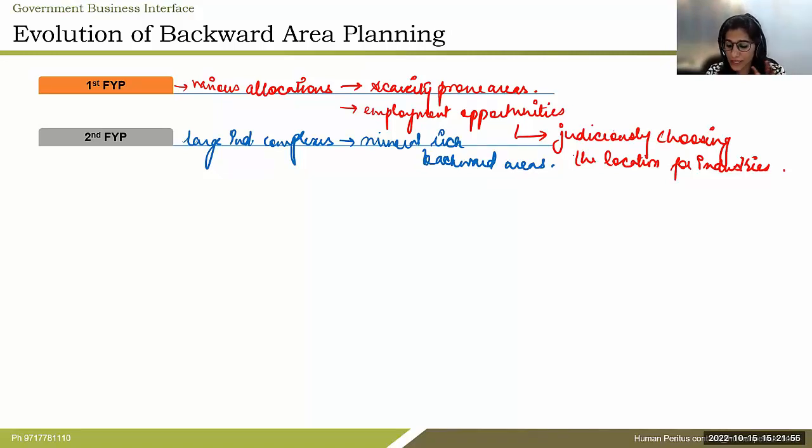And these backward areas were basically the tribal areas, and that too in central India was more focused upon in this particular plan period.